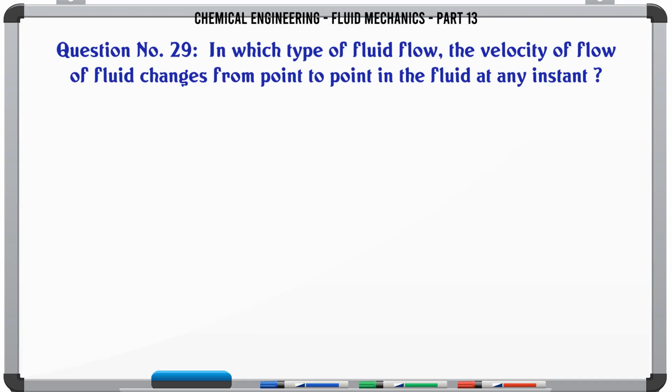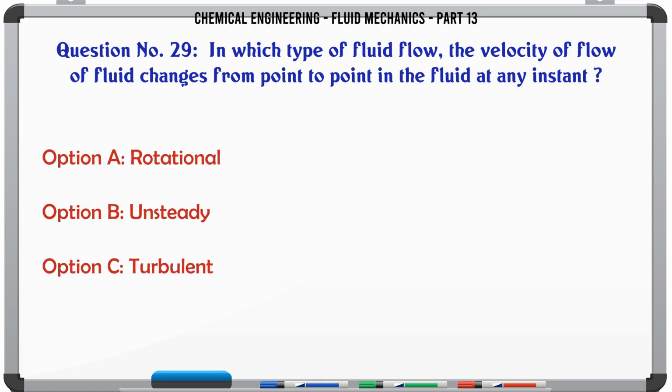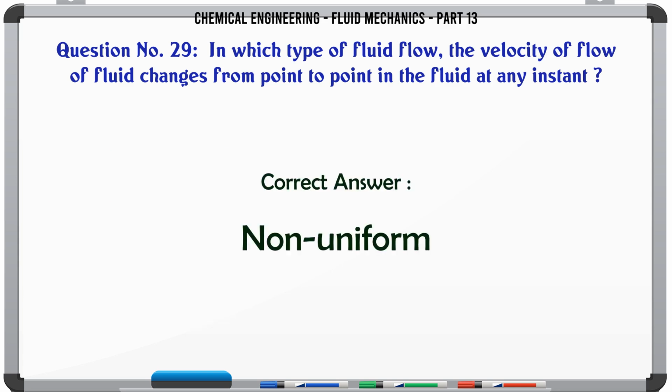In which type of fluid flow does the velocity of flow of fluid change from point to point in the fluid at any instant? A. Rotational. B. Unsteady. C. Turbulent. D. Non-uniform. The correct answer is non-uniform.